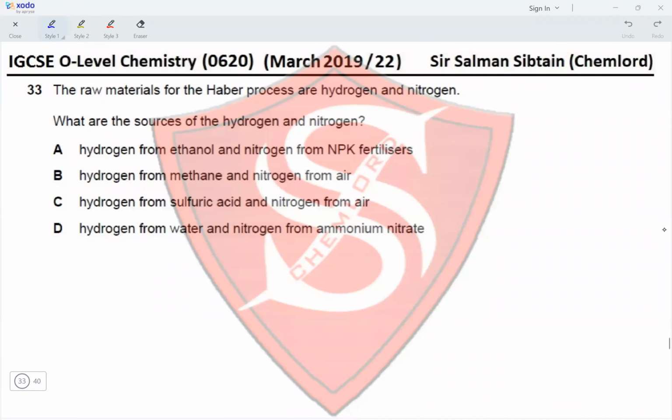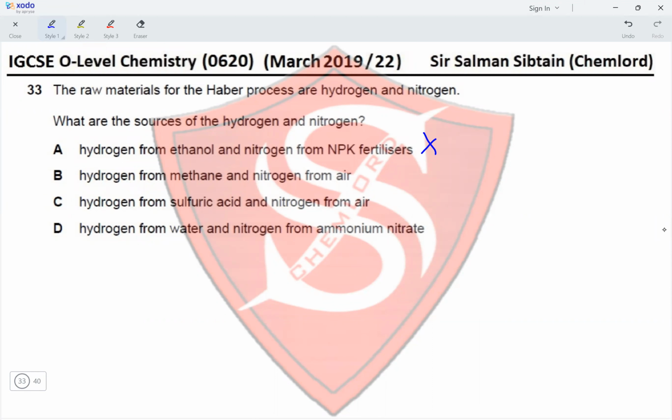Question 33. The raw materials for the Haber process are hydrogen and nitrogen. What are the sources of the hydrogen and nitrogen? Hydrogen from ethanol and nitrogen from NPK fertilizers. Both are incorrect. Hydrogen from methane and nitrogen from air.